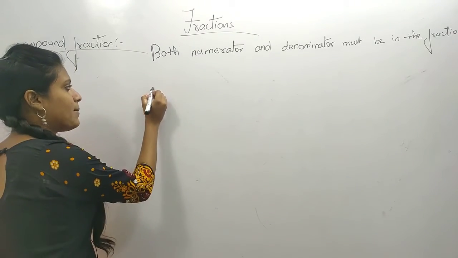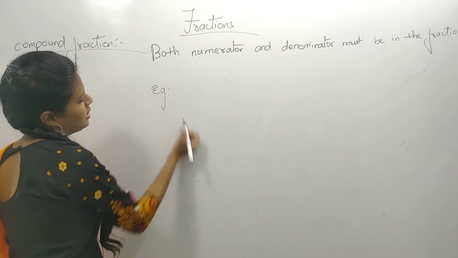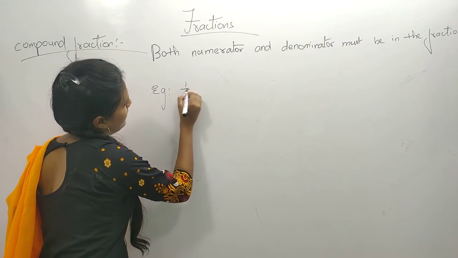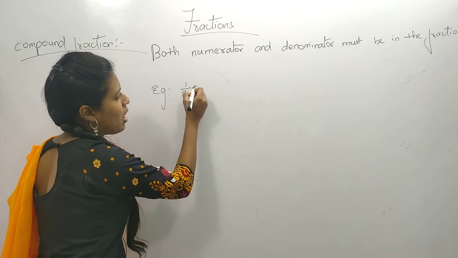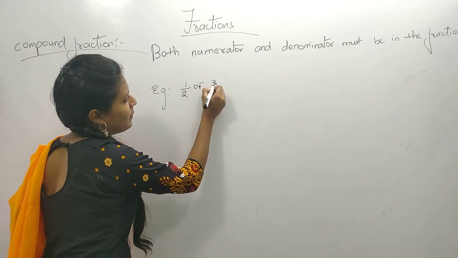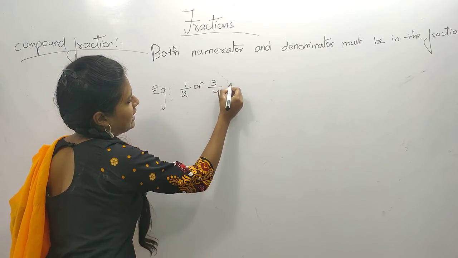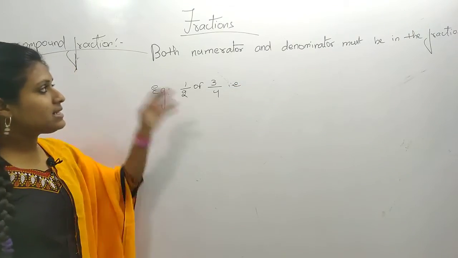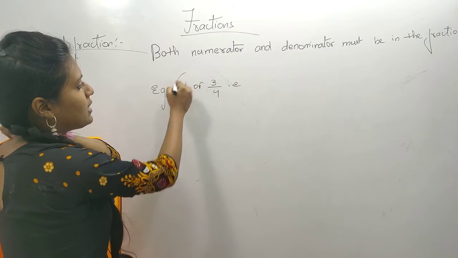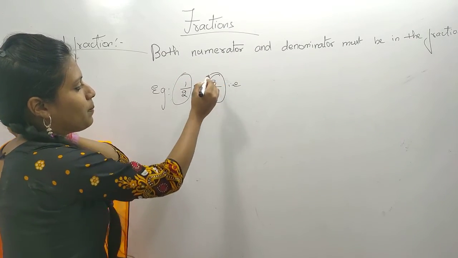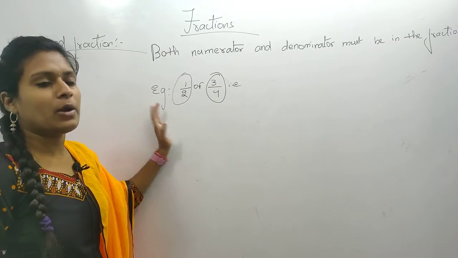Let's see an example. Numerator and denominator must be fractions, meaning 1 by 2 of 3 by 4. Observe it: both the numerator and denominator are in fractional form, so it is called a compound fraction.